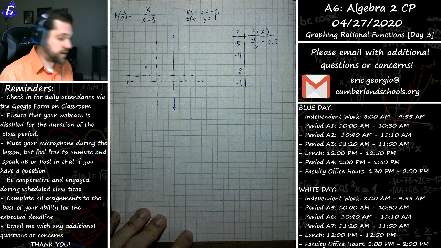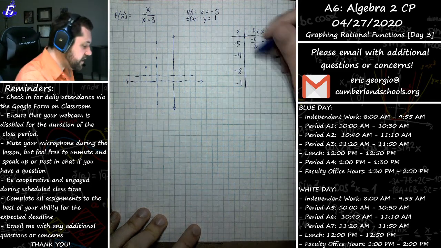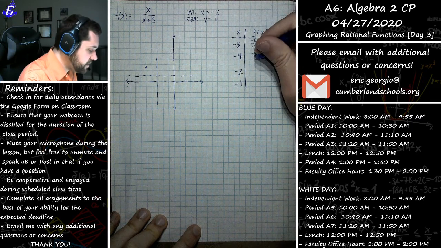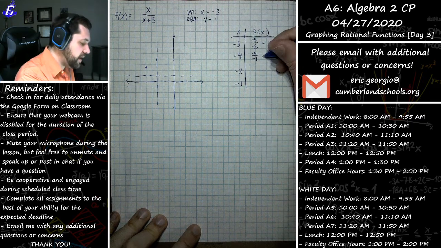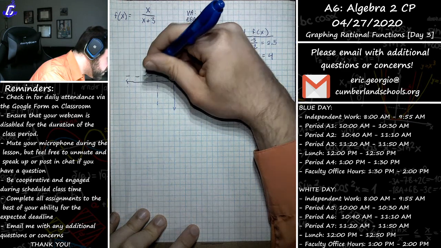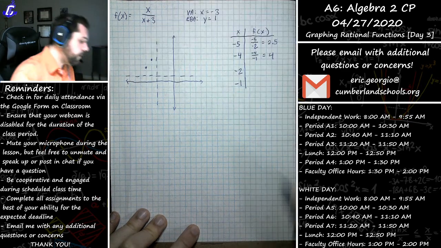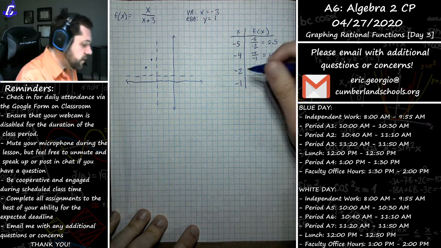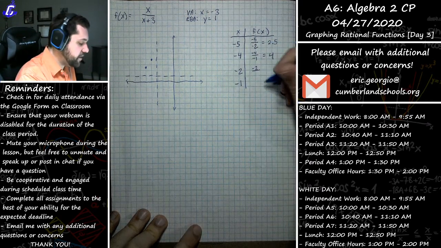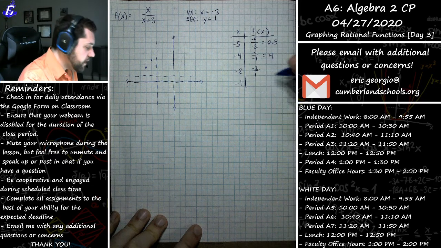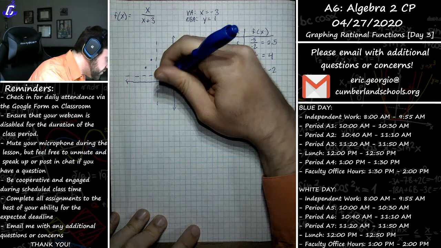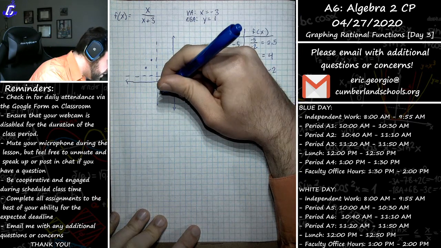Everybody sees how that works out? Negative 4 goes in. In the numerator, I get negative 4. In the denominator, I get negative 4 plus 3, which is negative 1. Negative 4 divided by negative 1 is positive 4. So I got negative 4, comma 4. 1, 2, 3, 4. Okay. Negative 2 goes in. In the numerator, I got negative 2. In the denominator, negative 2 plus 3 is 1. So we got negative 2 divided by 1, which is just negative 2. So I got a point at negative 2, comma negative 2 down here.